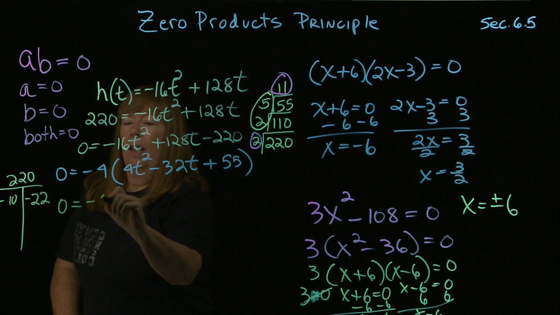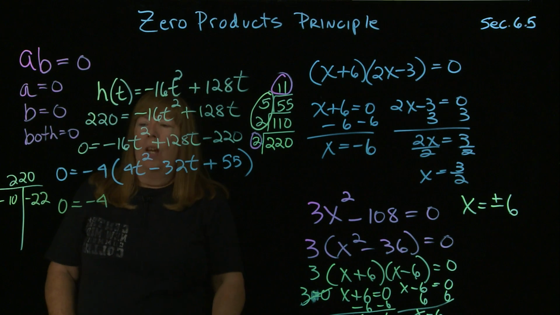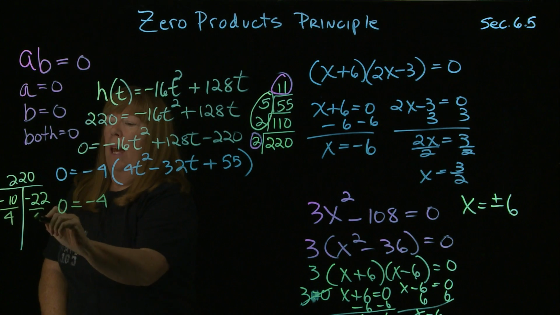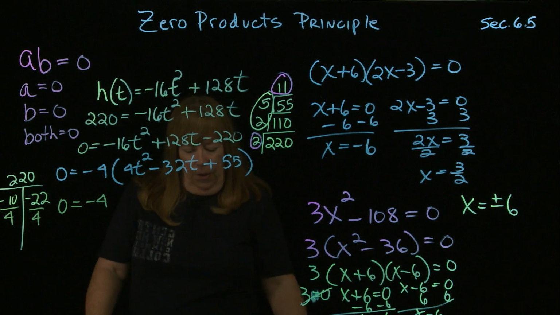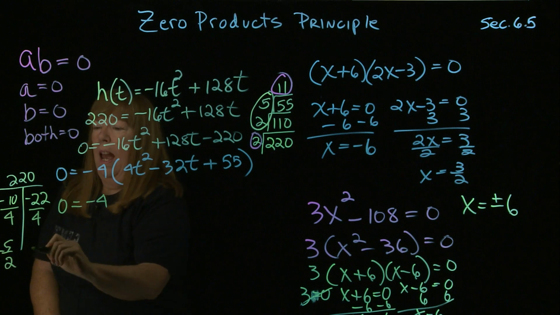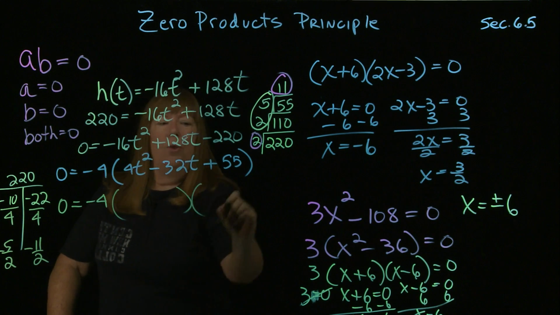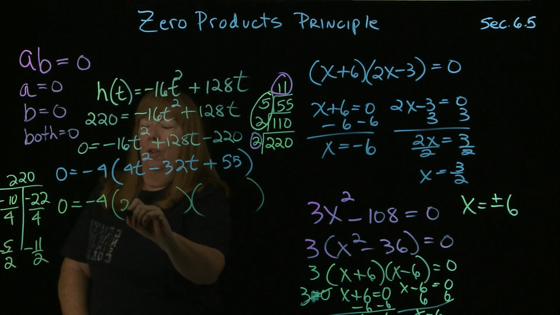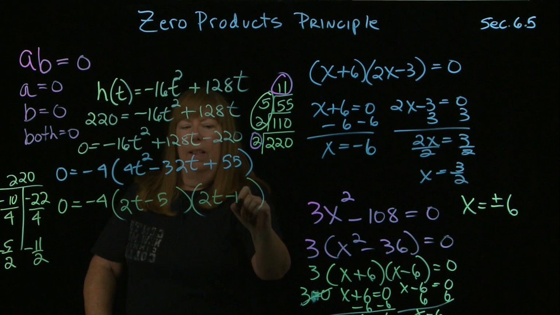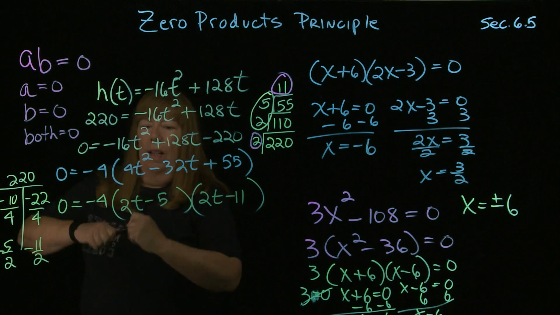0 equals negative 4. Oops, I didn't finish our secret shortcut over here. Do you remember what we do next? We put them both over A, and we reduce the fractions. So that's going to be negative 5 halves and negative 11 halves. Okay. Then we just read from the bottom up. 2t minus 5, 2t minus 11. Okay, we still good? All right then.